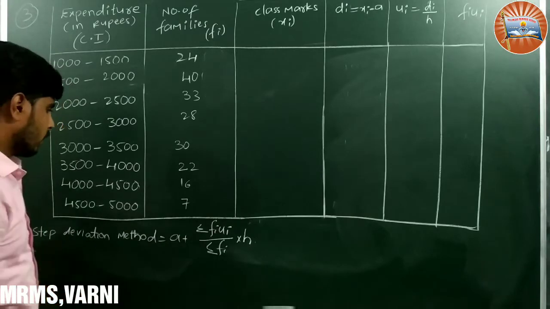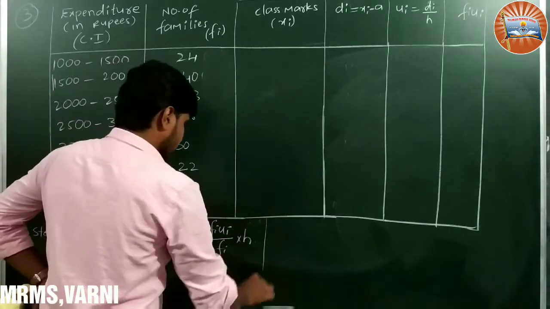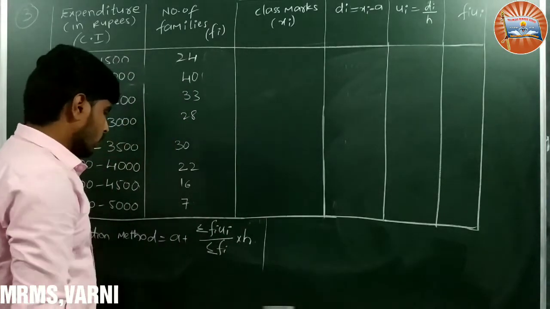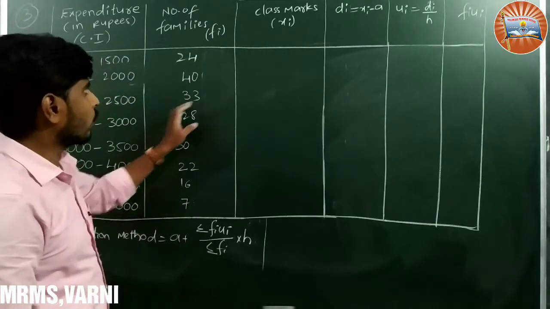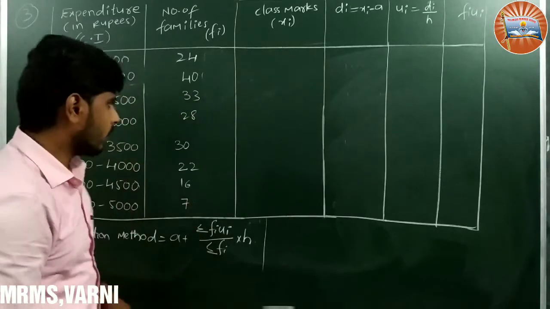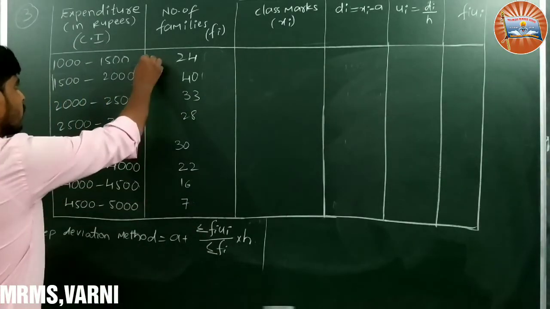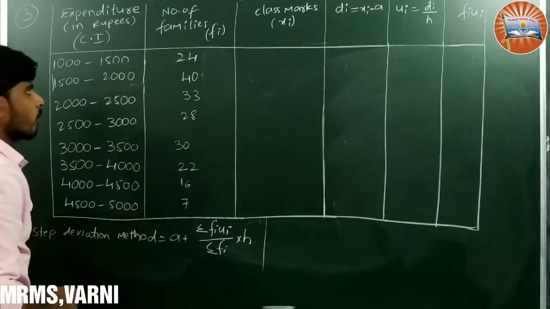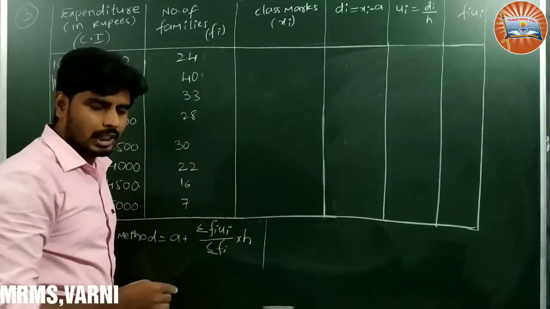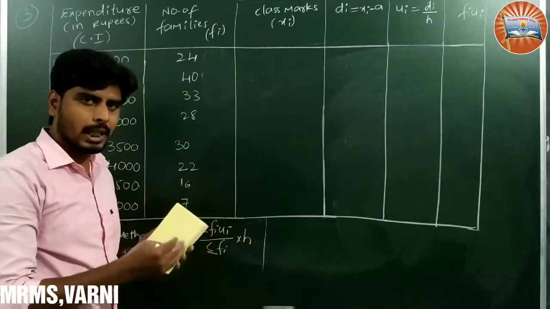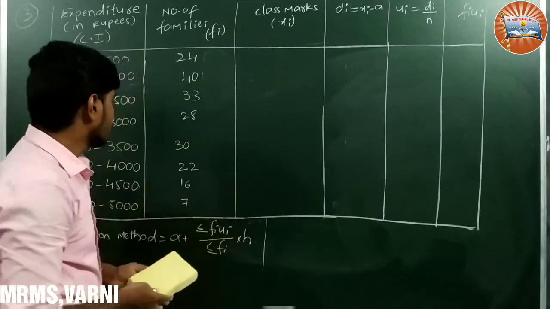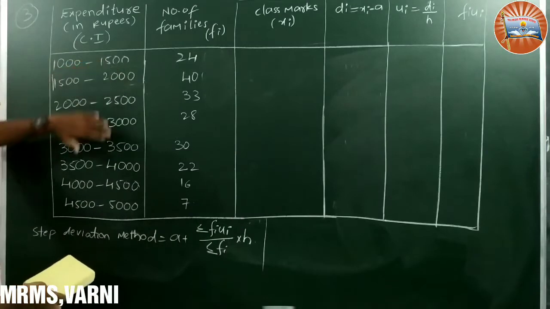Right. So we have to find the values first. So we have to choose first A. Before that we have to find the class marks. This is a very important concept here. So look at it carefully. So class marks. How do we find the class marks? Class mark xi is equal to lower limit plus upper limit by 2.